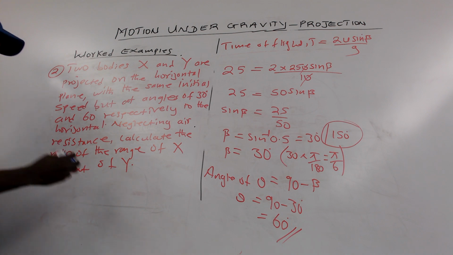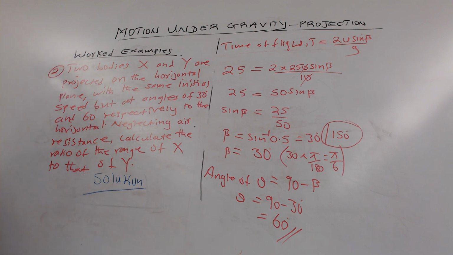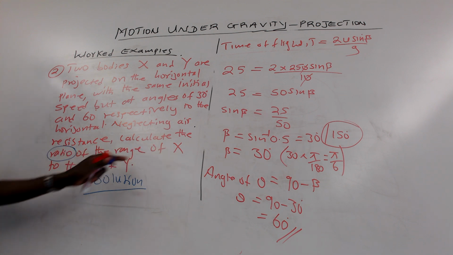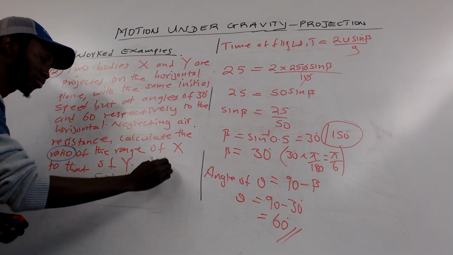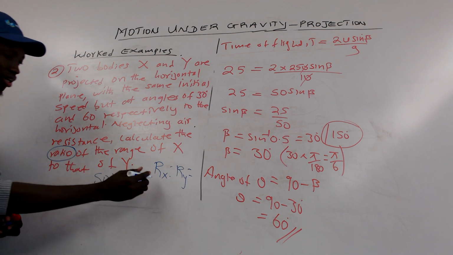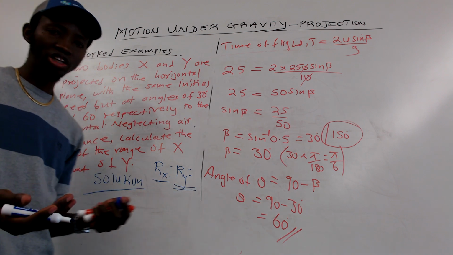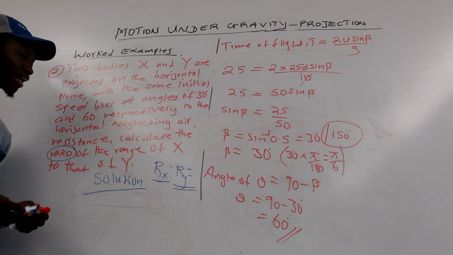So we are required to calculate the range of X to that of Y. So we need to calculate the range for X, and we'll calculate the range for Y, and then we'll find the ratio. Because the key word here is the ratio of X to that of Y. So we need to take our time, find the range of X, and likewise find the range of Y.